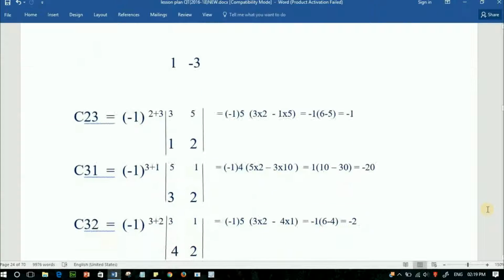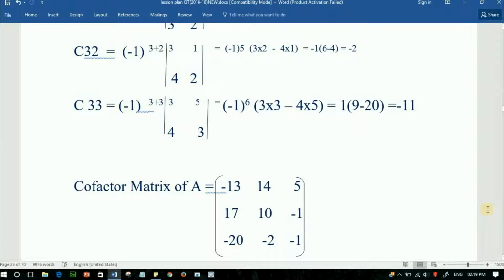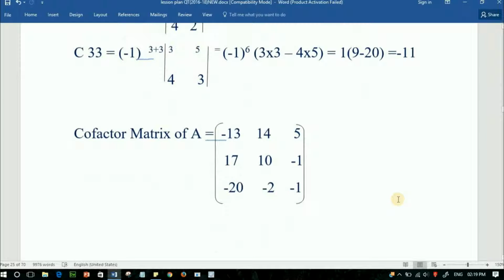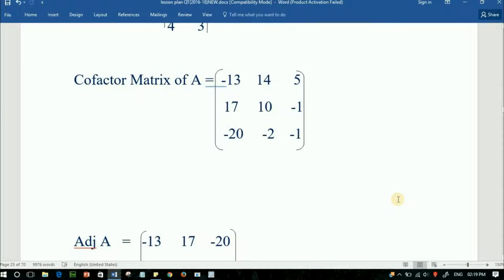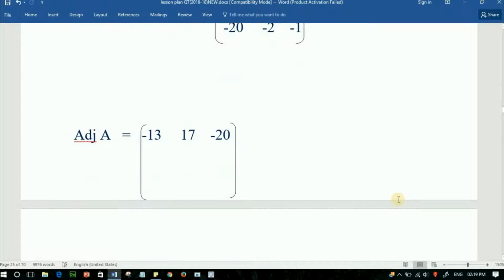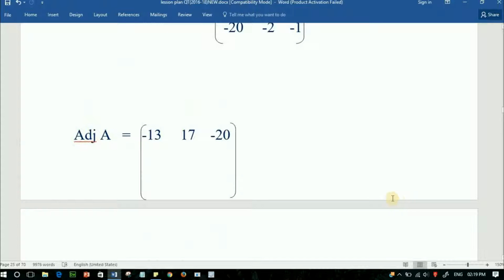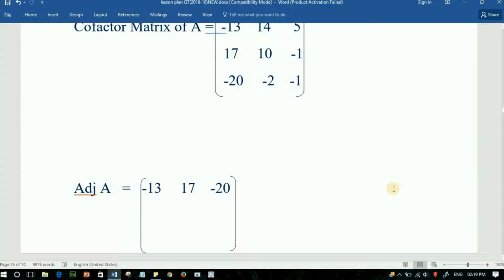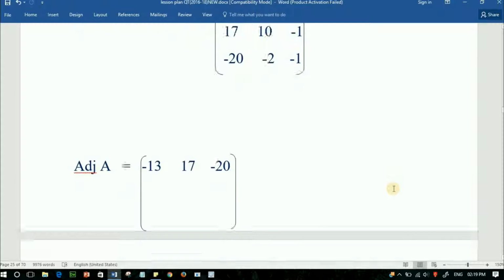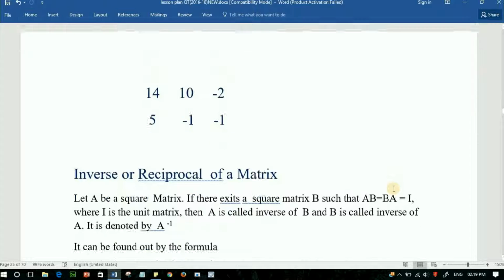And finally, we can write the cofactor matrix of A as minus 13, 14, 5; 17, 10, minus 1; minus 20, minus 2 and minus 1. Then, as already discussed, the adjoint is equal to the transpose of the cofactor matrix, that is, interchanging rows and columns. So the first row becomes the first column, the second row becomes the second column and the third row becomes the third column.